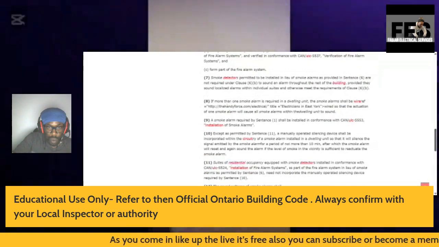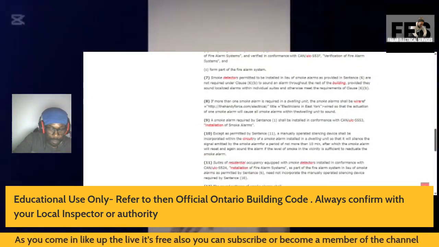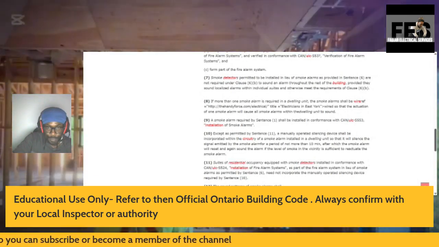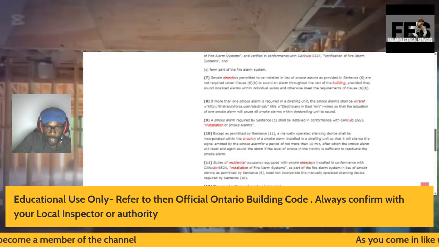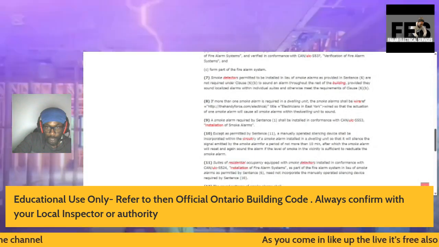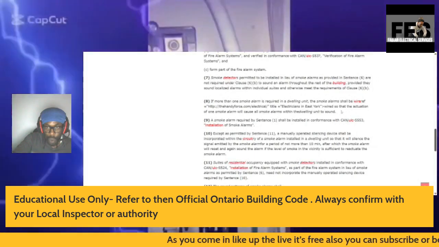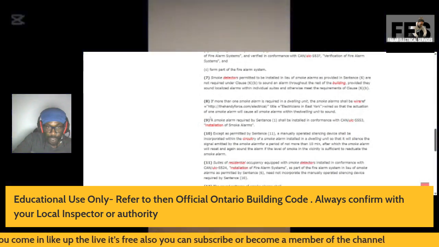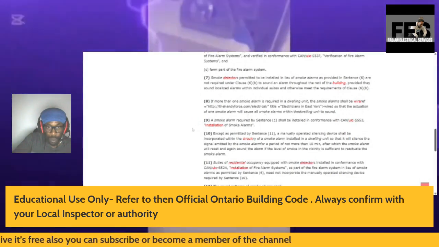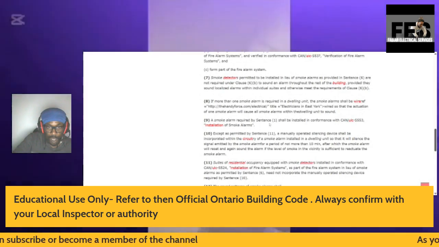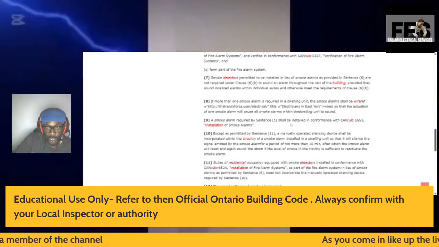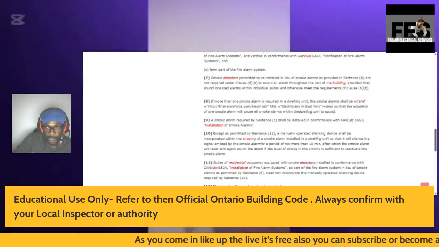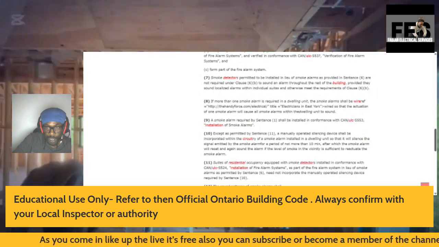If more than one smoke alarm is required in a dwelling unit, the smoke alarms shall be wired, and then it just tells you electricians how to wire them so that the actuation of a smoke alarm will cause all smoke alarms within the dwelling unit to sound. The smoke alarm required by this sentence shall be installed in conformance with CAN/ULC. Gives you all that information.